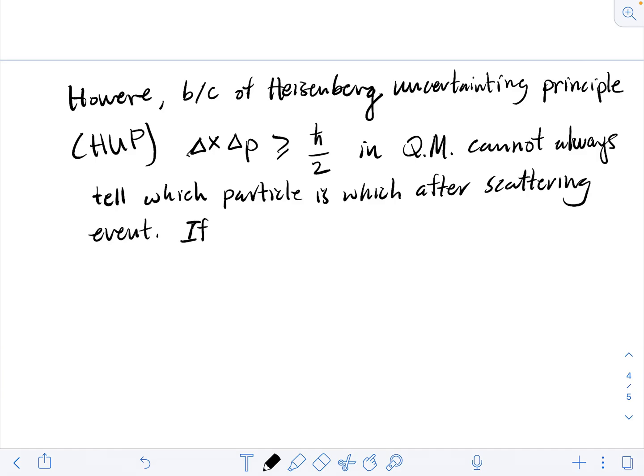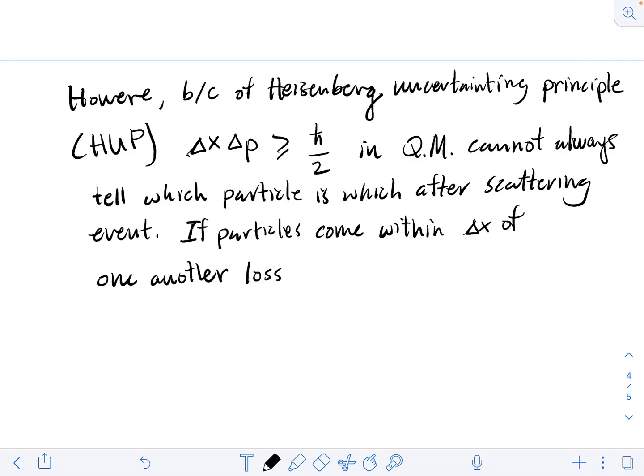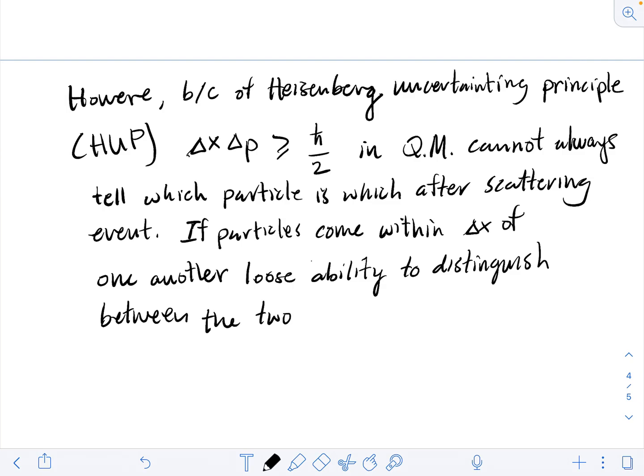So, if particles come within delta x of one another, we lose the ability to distinguish between the two, and therefore between scenarios A and B, because scenarios A and B have the same initial conditions and the same final conditions.